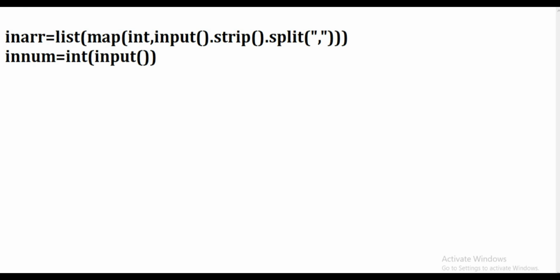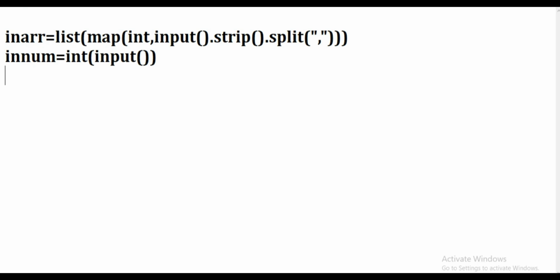Input reads the string only. Dot strip removes any unnecessary spaces. The split method splits the string at the commas to form a list of string numbers, and map converts the list of string numbers to integers. The list method stores these integers in a list called inarr. The second input directly reads the target number and converts it to an integer stored as innum.